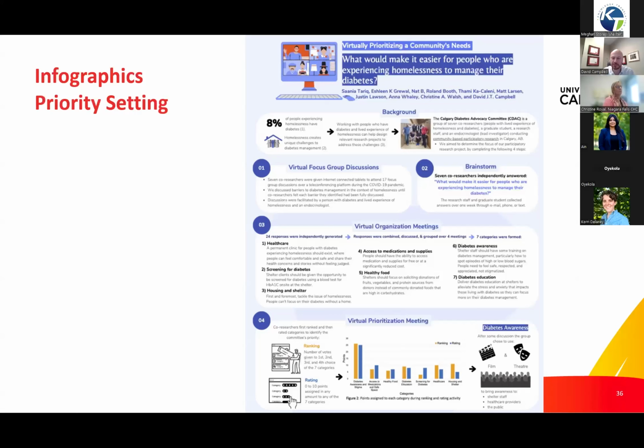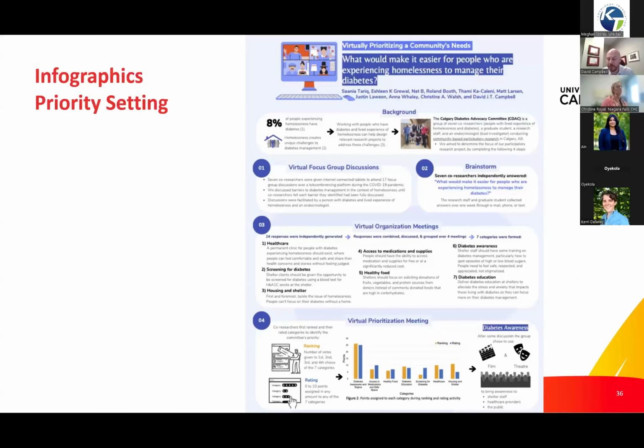But in this project, as you can see, we worked with the group called the Calgary Diabetes Advocacy Committee, and I'll talk about them more in a moment, to decide what they wanted to work on. And at the very bottom, you can see the results of our prioritization activity, where it showed that in both methods, the ranking and the rating method, by far the most important thing that they wanted to work on was addressing diabetes awareness and stigma, which got a higher rating than healthy food, access to medications, diabetes education, all of those healthcare issues. Really, diabetes awareness and stigma were the things that they prioritized wanting to work on.